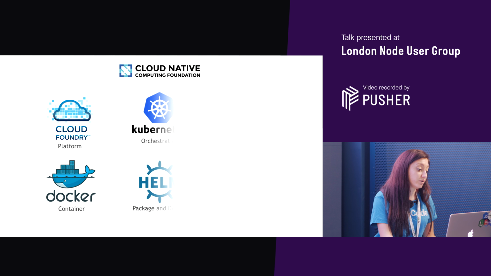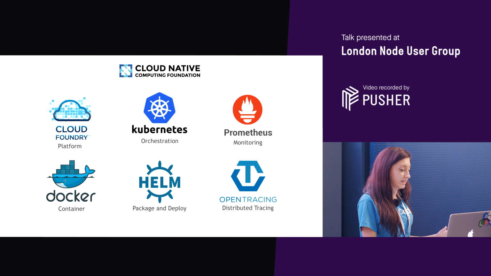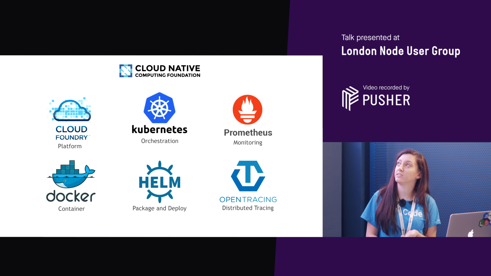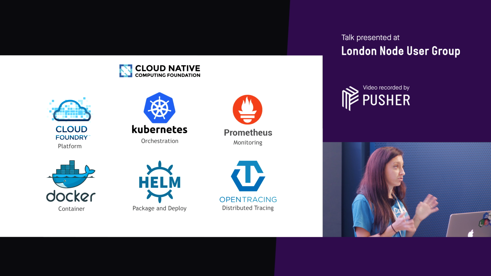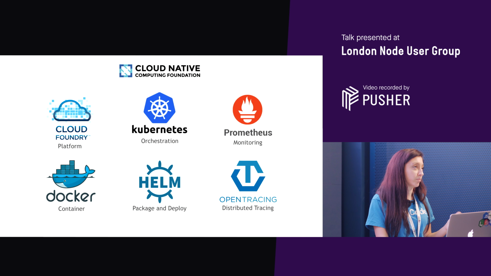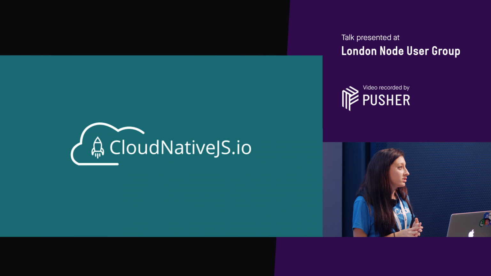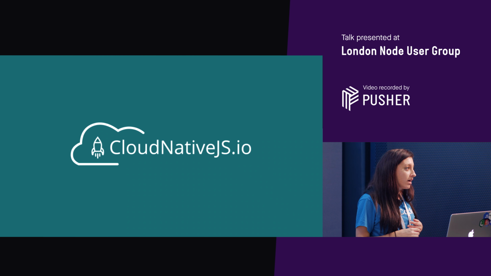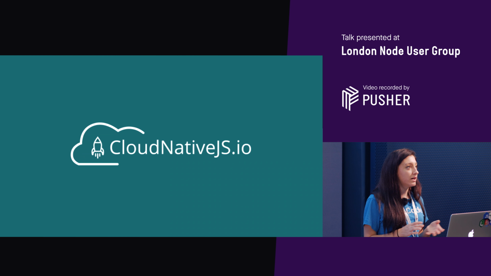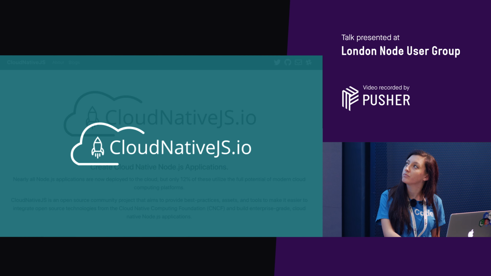The Cloud Native Computing Foundation have a set of projects which they believe all link to creating cloud native apps. You have Cloud Foundry, Kubernetes for managing your Docker containers, Prometheus and Open Tracing for monitoring and tracing, and Helm and Docker. What we've done at IBM, we started this initiative, but it's completely open source, is we've announced a project called Cloud Native JS. The idea is that it provides you a set of resources where you can go if you're a Node developer, and you can pull them in and start writing cloud native apps.